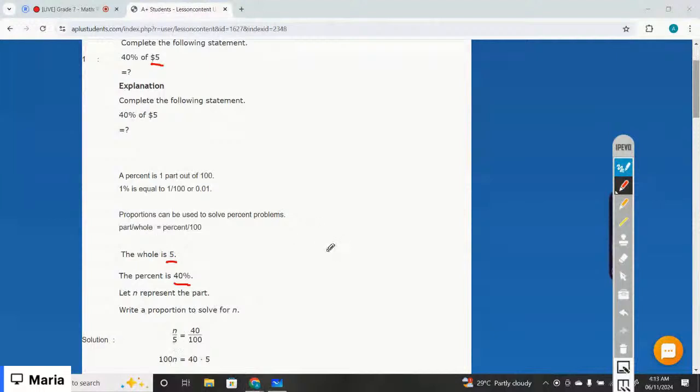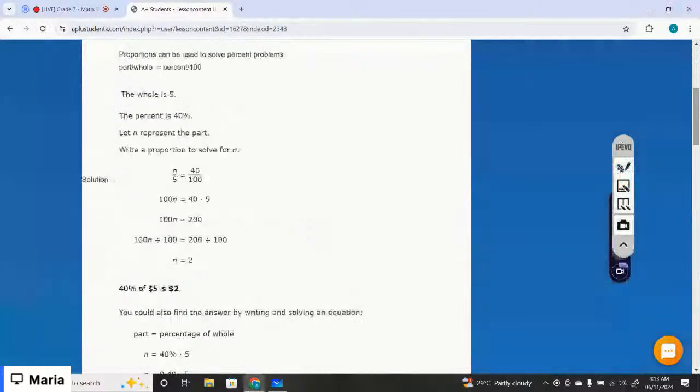Then basically the proportion is like this: part divided by whole number equals the percentage divided by 100, right? So that is part n, you need to calculate the part of 5. So that would be n over 5 equals 40 over 100. So when you solve, n would be 2. That means 40% of 5 is 2. Got it?